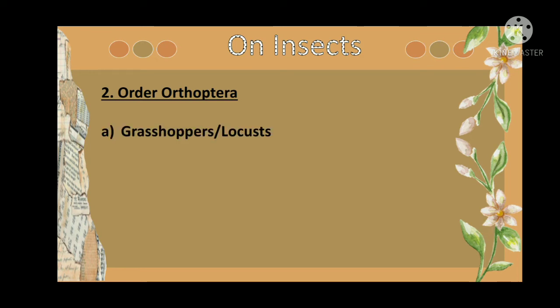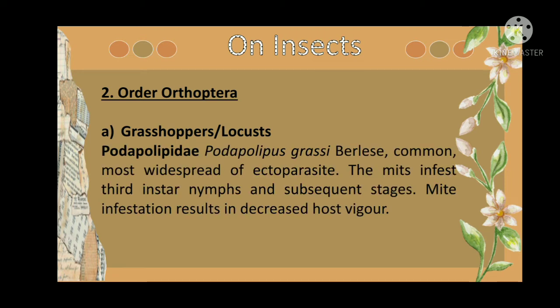Order Orthoptera. First is grasshoppers or locusts. Podapolipidae, the most widespread ectoparasite. The mites infest the third instar nymphs and subsequent stages. Mite infestation results in decreased host vigor.